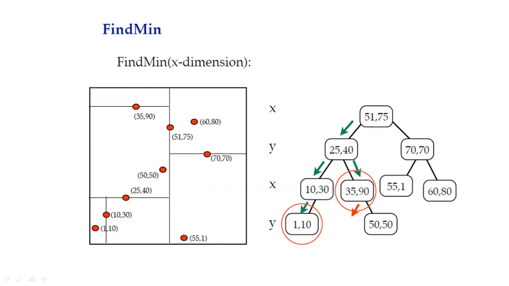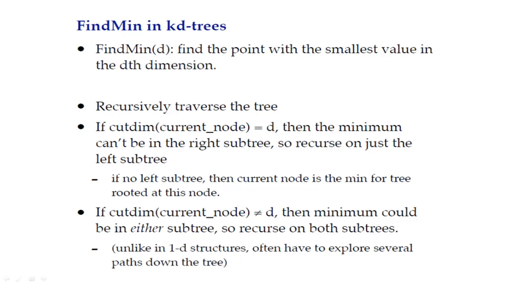After observing this, we can see that this is the value that we want because its x coordinate is 1, which is smaller than all others in this tree. So this find minimum procedure is going to find a point with the smallest value in the dth dimension in this tree. This procedure basically recursively traverses the tree.